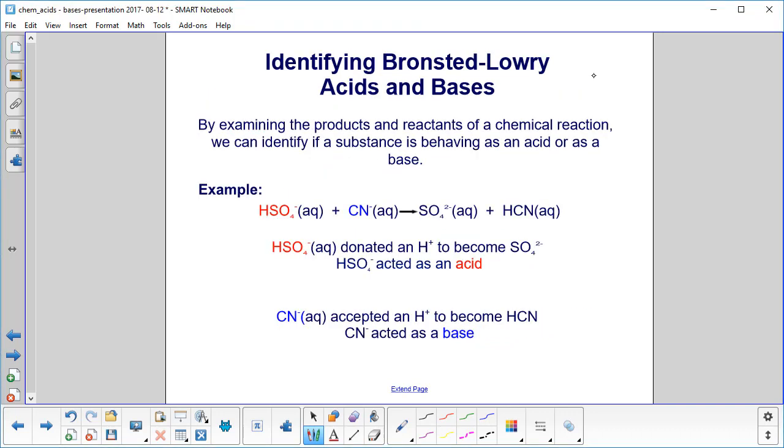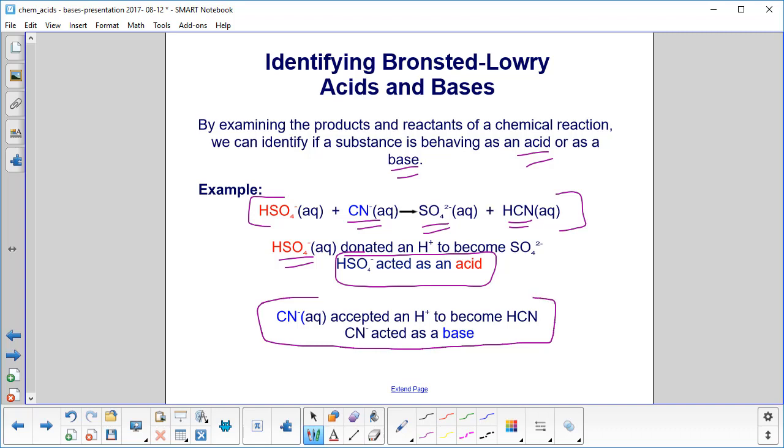When we examine the products and reactants of a reaction, we can identify if a substance is behaving either as an acid or a base. For example, let's take this guy over here. We have the hydrogen sulfate ion mixing with cyanide, giving us the sulfate ion and hydrogen cyanide. In this case, the HSO4- donated a hydrogen plus, a proton, to become SO4 2-. So this species acts like an acid. It's a hydrogen donor. The cyanide accepted a proton to become hydrogen cyanide. So the cyanide ion acted as a base.